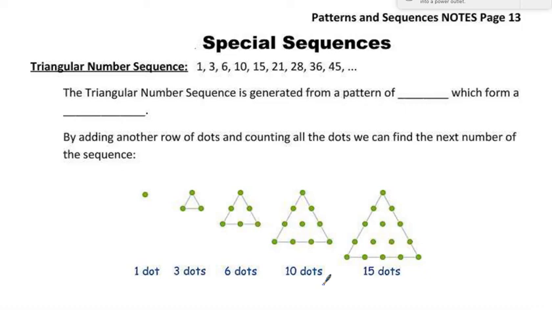In this video, we're going to talk about special sequences, and there are three different special sequences that we're going to talk about. The first one is triangular numbers. So this is the triangular number sequence. It is generated from a pattern of dots, which form a triangle.